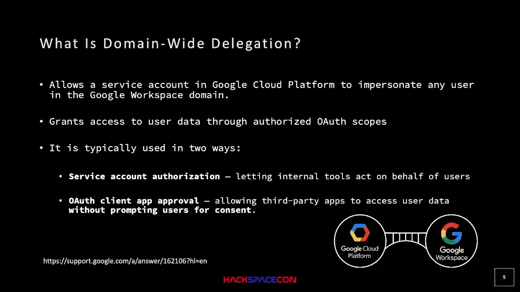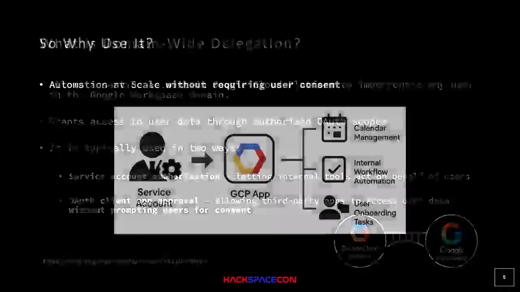But you also would use it for OAuth client app approval. So you would allow a third-party app to access user data without prompting users for consent. And if you're thinking about that, maybe some red flags are coming up at this point. You're like, that sounds pretty bad, and yes, it can be. So we'll show you how exactly.